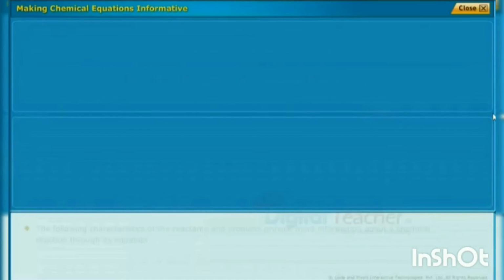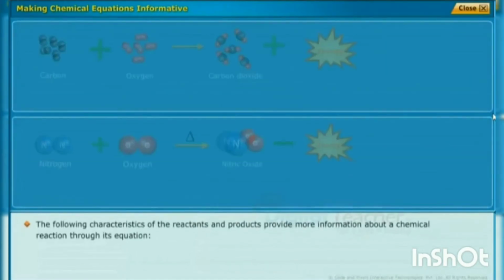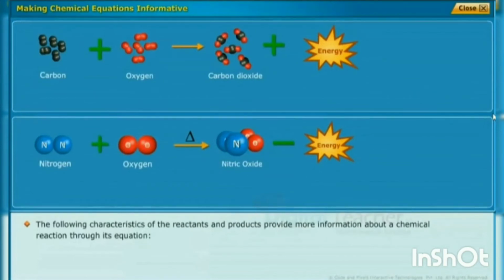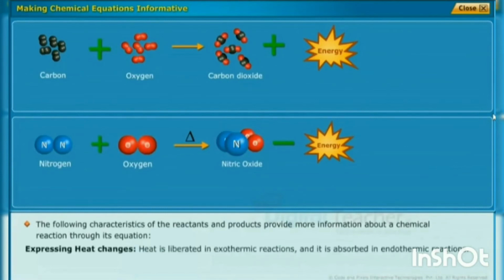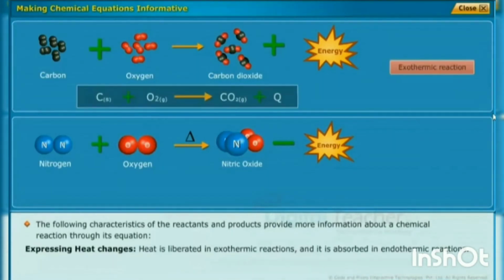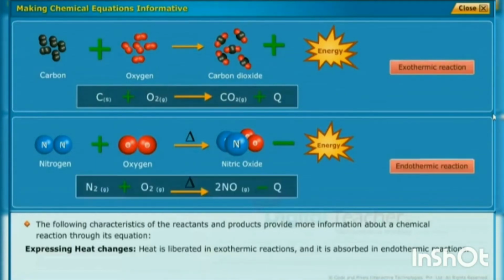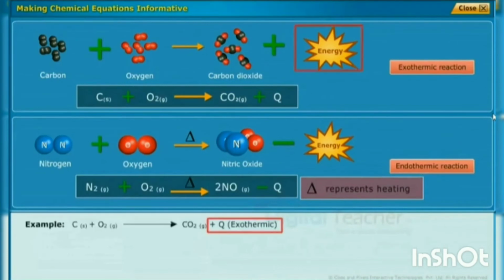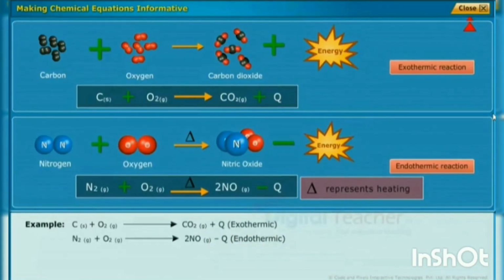Let us see with respect to heat changes. The following characteristics of reactants and products provide more information about a chemical reaction through its equation. Expressing heat changes: if heat is liberated during a chemical reaction, it is said to be an exothermic reaction, and in exothermic reactions energy is always represented on the right hand side. If heat is absorbed during a chemical reaction, those reactions are termed endothermic reactions, and energy here is represented on the product side along with a negative sign.